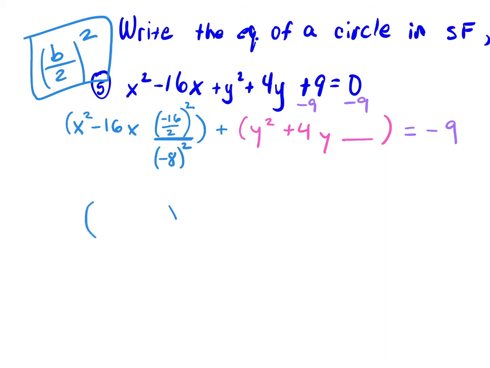What's going to go in our parentheses here? Awesome. Negative 8. x minus 8. And now I'm adding this to the left side, so I have to make sure I add it to the right side too. So I'm adding 64 here, because negative 8 squared is 64. So I have to add 64 on the right side of my equation as well.